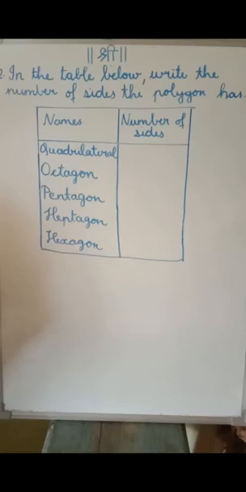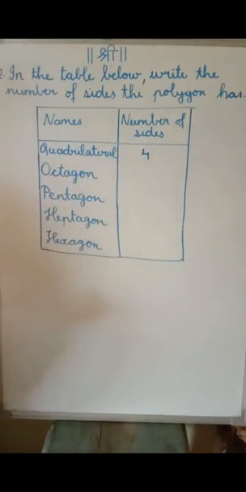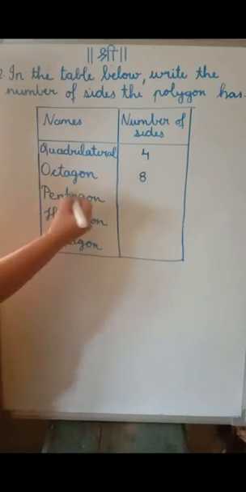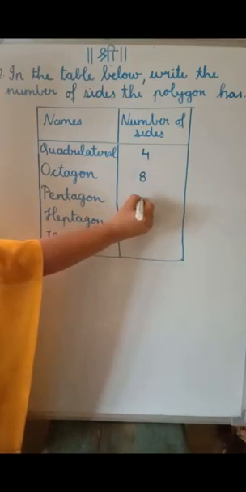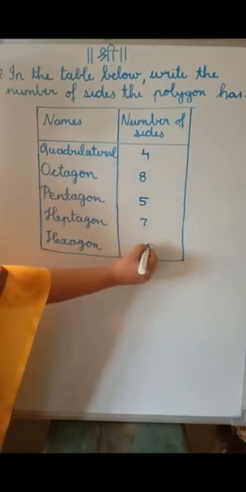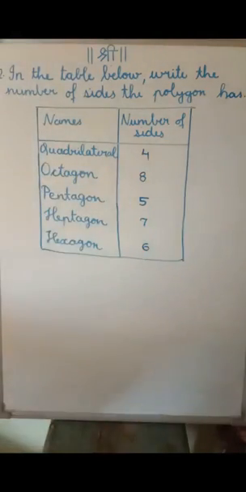Quadrilateral is having how much sides? Very good. Quadrilateral has 4 sides. Octagon 8. Good. Pentagon, yes, 5 sides. Heptagon 7 sides. And hexagon 6 sides. So write down question 2 in this way in your CW.